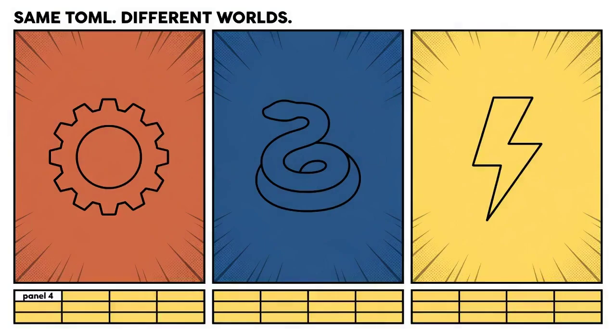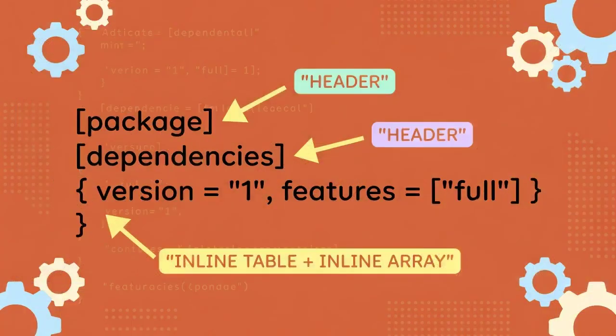TOML looks different depending on where you find it, but underneath, it's the same language every time. Let's pull 3 real configs from 3 real ecosystems, and compare them panel by panel. Panel 1, Rust Cargo.toml. The package header opens the project's identity block, and dependencies opens the crate list. Notice the inline table next to Tokio, braces pack version and features into a single key, and the features list is an inline array wrapped in square brackets.